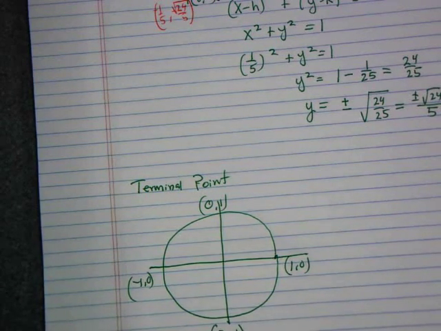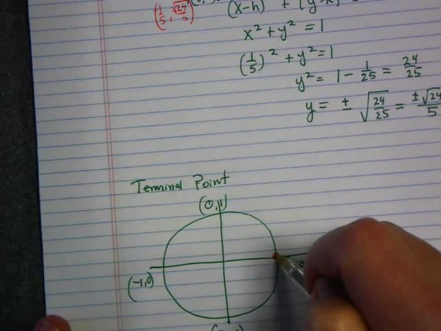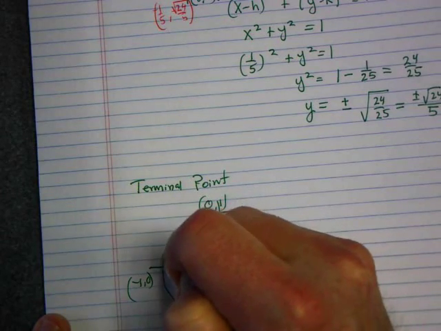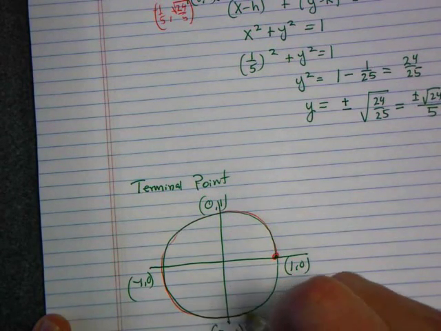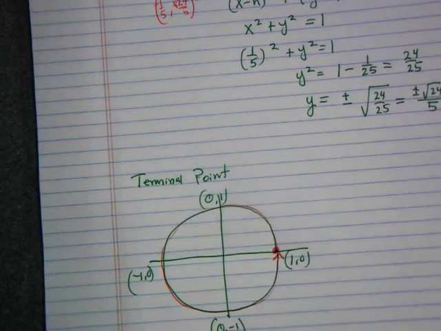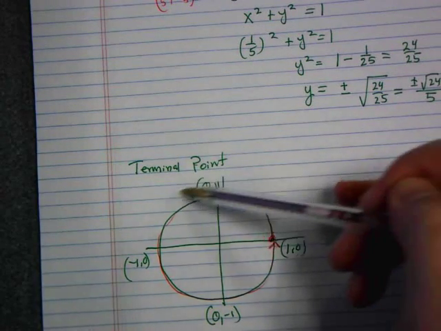Let's say I were to start at this point and I walked all the way around the circle. And I stopped right there. I made one complete revolution. How far would I walk? What would that distance be? It would be the circumference of the circle, wouldn't it? Because I walked right along the edge of the circle.